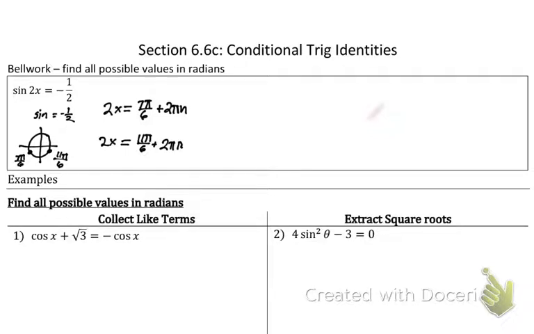Which means I would divide everything by 2, which is the same thing as multiplying everything by 1/2. If I do that to everything, we're going to end up having x equals 7 pi over 12 plus pi n. And we'll have x equals 11 pi over 12 plus pi times n.